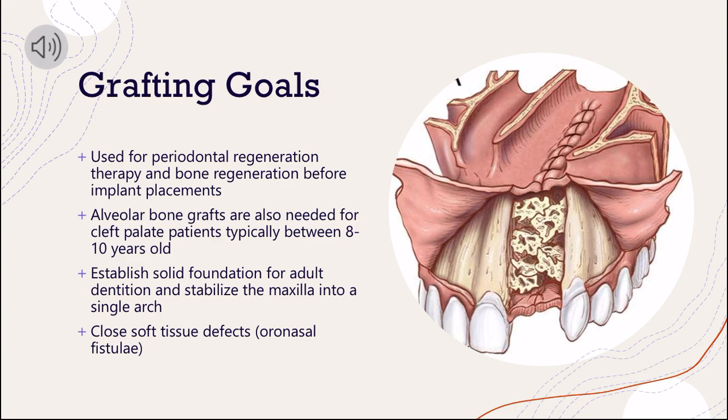A graft during the mixed dentition phase is best so that the canines can migrate and erupt through cancellous bone. The goals of this are to establish a solid foundation for the adult dentition, stabilize the maxilla into a single arch, and close soft tissue defects.